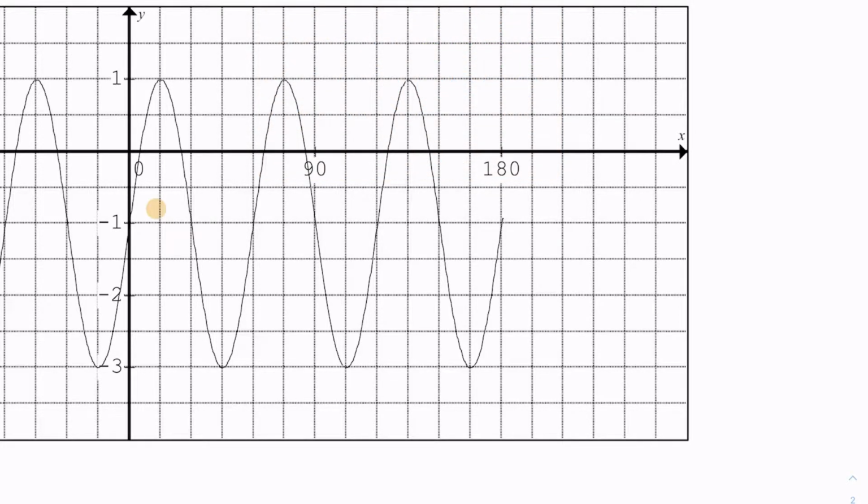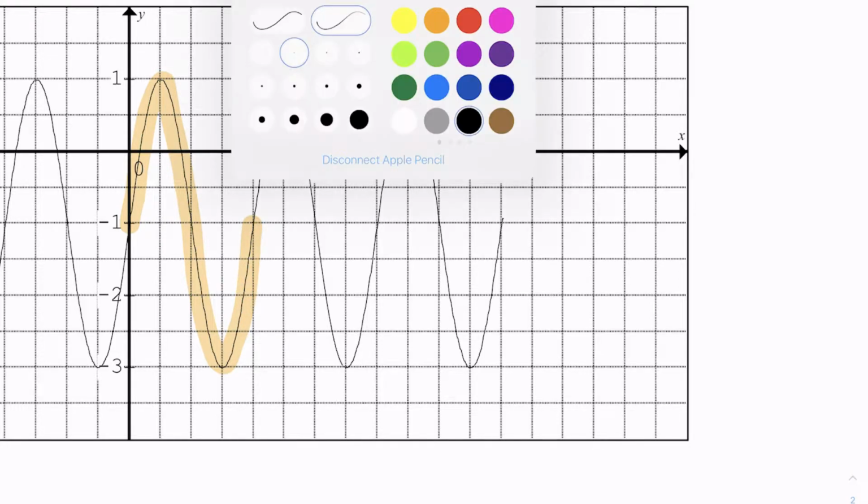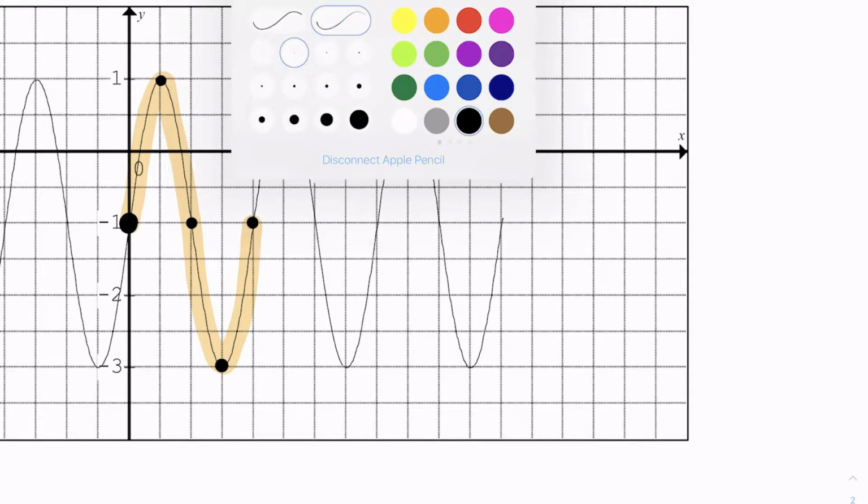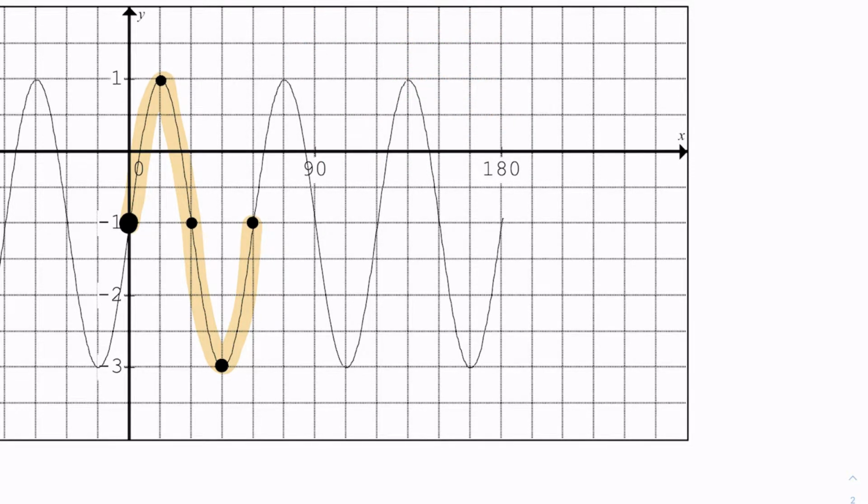Let's use orange here. It goes from -1 up to the top at 1, all the way down to -3, and back to -1. So we have these points here, this guy, this guy, this guy, this guy, and this guy. So that's one cycle. And from that, I think you can read off some important info. For example, the period.